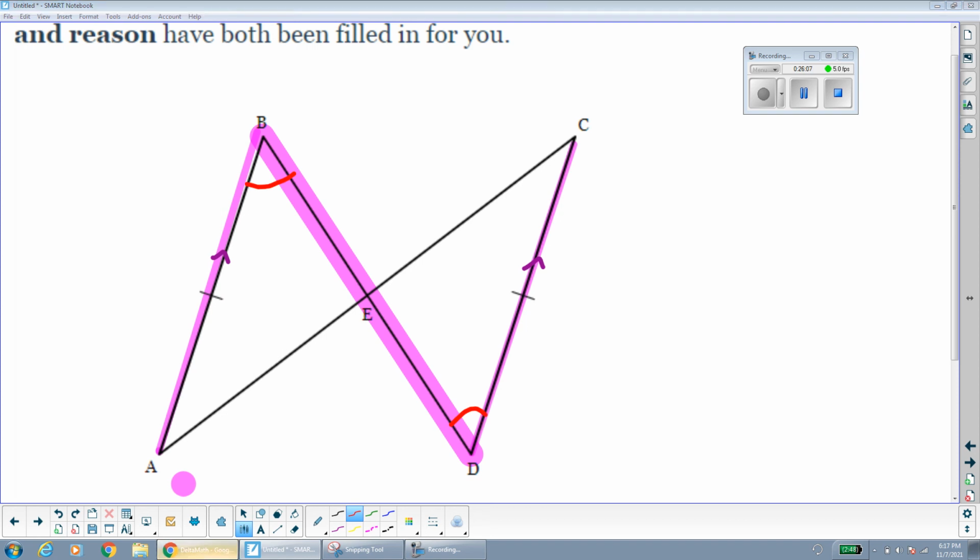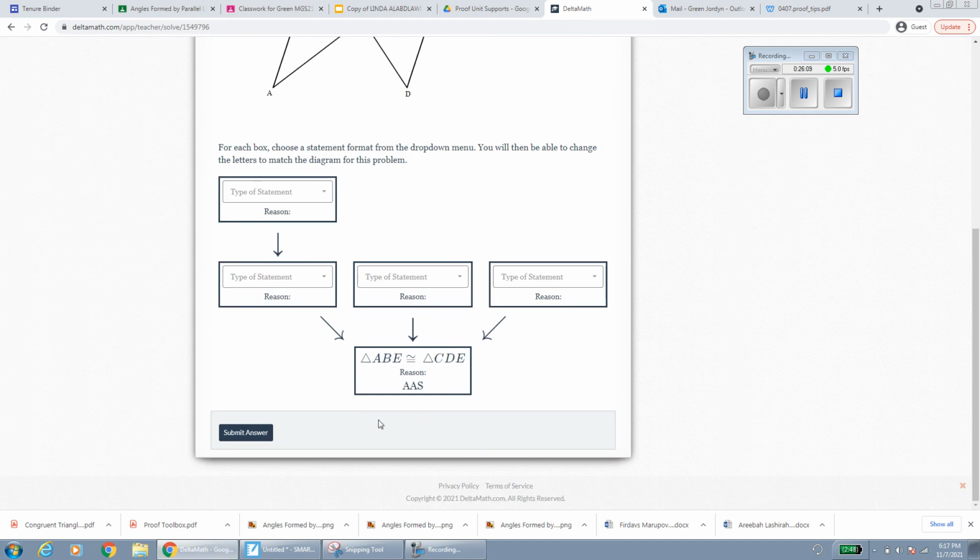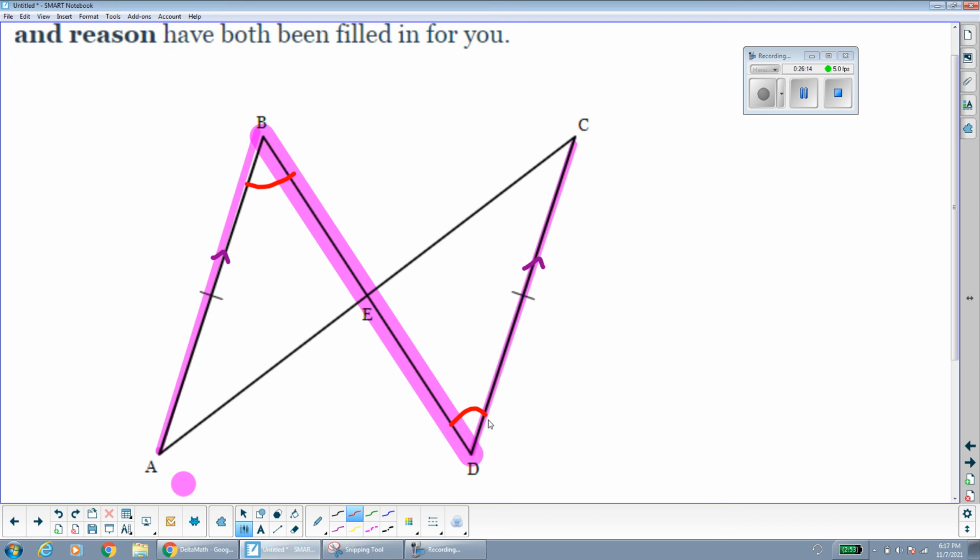Now, if you took a look at Delta Math, they tell you that they want you to prove the triangles congruent by AAS. So we have an angle and a side, and we're going to need another angle. I see vertical angles here, and I know that vertical angles are always congruent. Let me draw this instead. There we go. So now we have angle, angle, side, angle, angle, side.